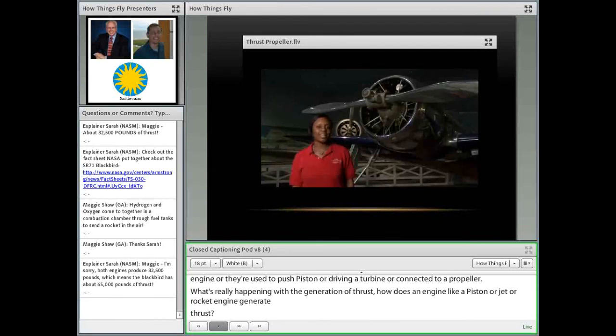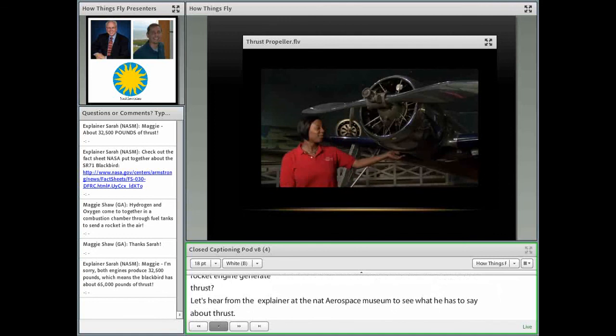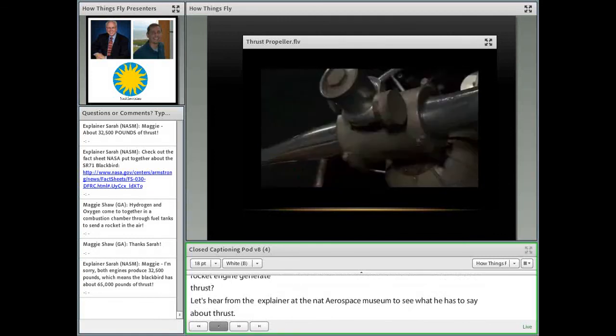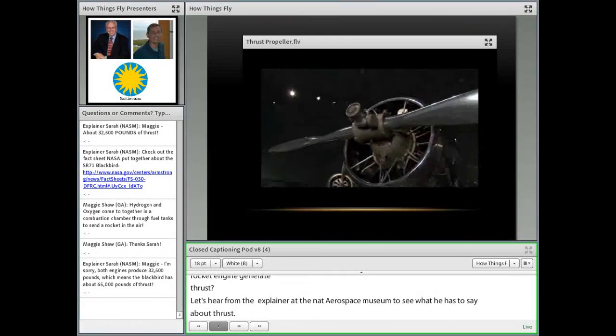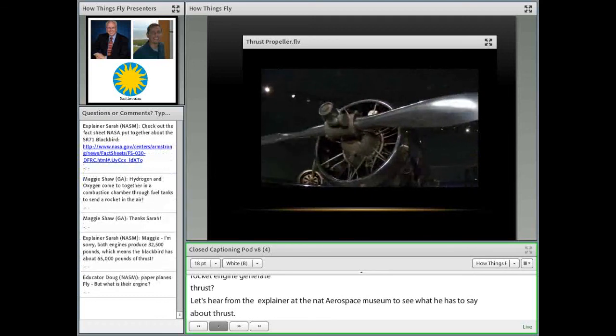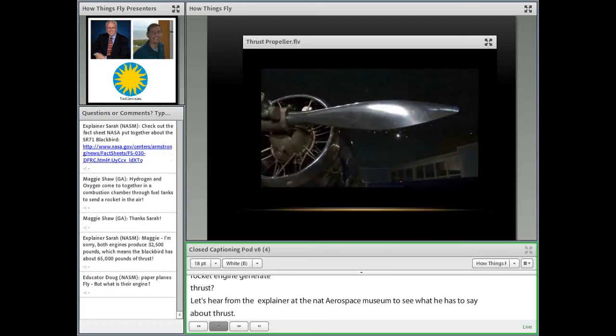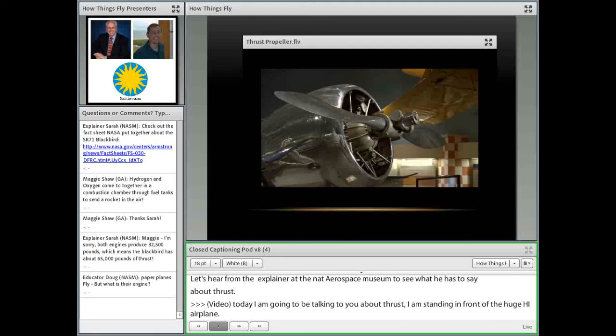Hi, my name is Jamila. I'm an explainer at the National Air and Space Museum's How Things Fly gallery. And today I'm going to be talking to you about thrust. I'm standing in front of the Hughes H-1 airplane. This airplane was designed by Howard Hughes, and in 1935 it set a world record at the time for being the first plane to fly at speeds of up to 350 miles per hour.